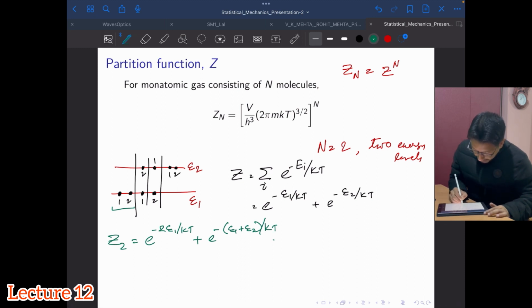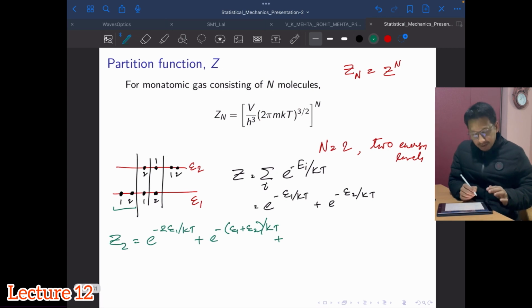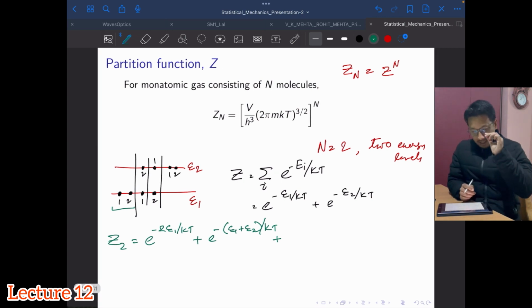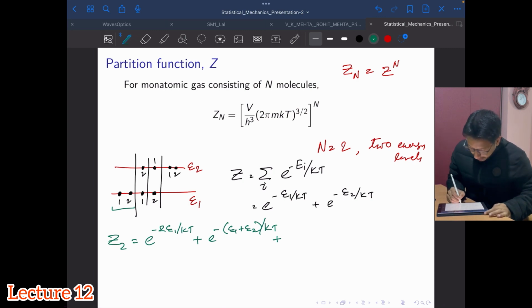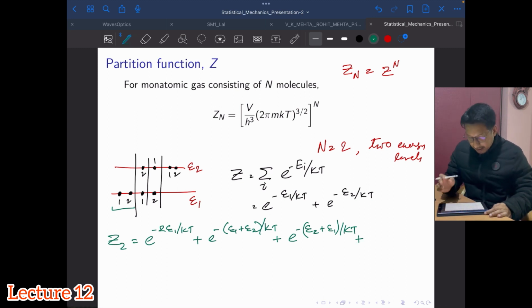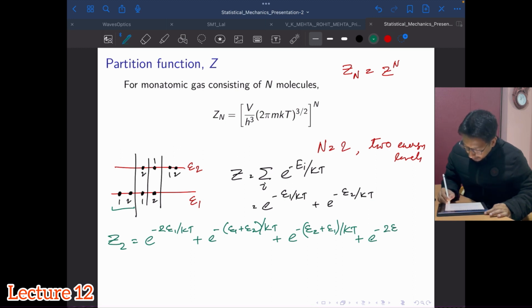Okay, and then the next term, the second case, will be where the first particle is in the higher, high energy state, and the second one is in the lower energy state. So again the energy will be E2 plus E1, divided by kT. Then in the last case, both the particles are in the E2 state, so I can write twice E2 by kT.